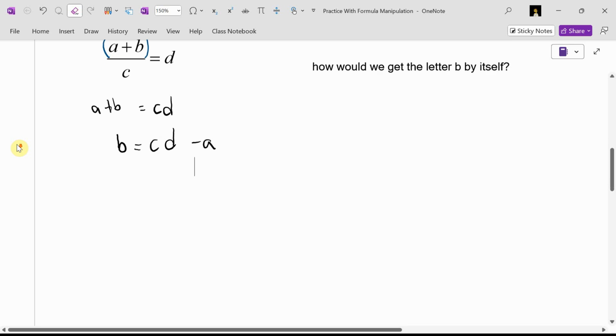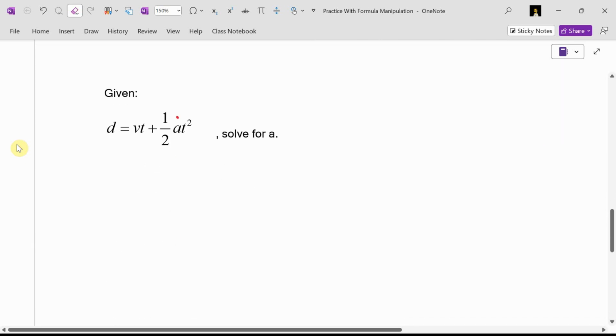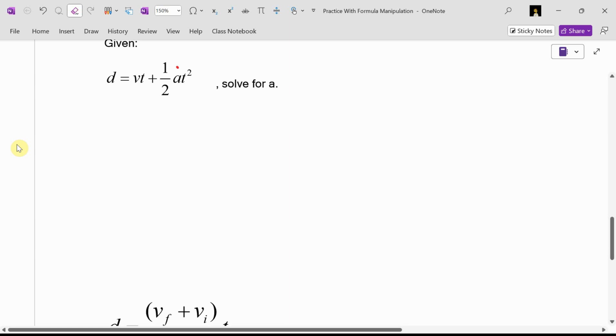Well done. Here's one from our actual formula sheet. It says D equals V. I forgot to put the I, but D equals VIT plus a half AT squared. I want to get the A by itself. I can do this. I got this.